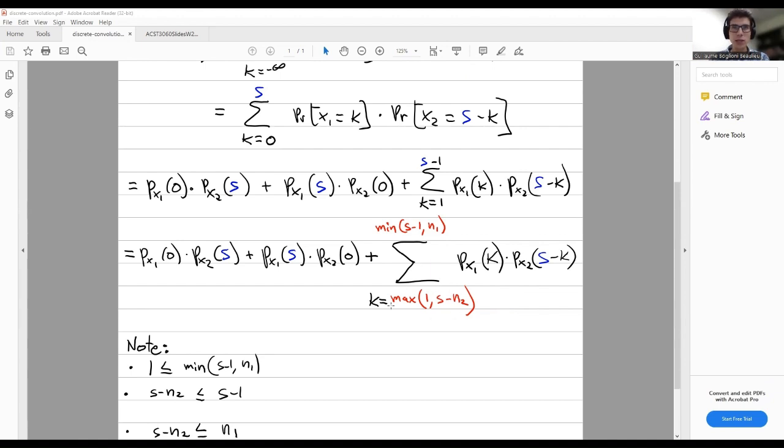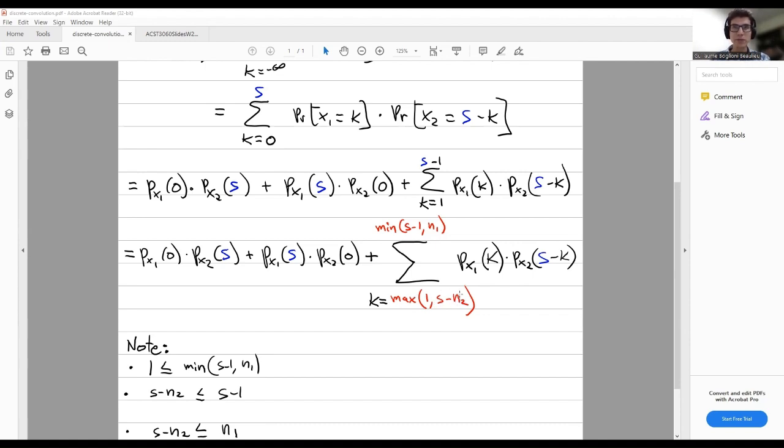So again, the case that's relevant is if s minus n2 is bigger than 1. So we are worried that k here would be too small, making s minus k too big, in the sense that it's bigger than n2. And if s minus k is bigger than n2, then of course px2 of something bigger than n2 is not defined in our code. So this is why we're starting this at the maximum between 1 and s minus n2.